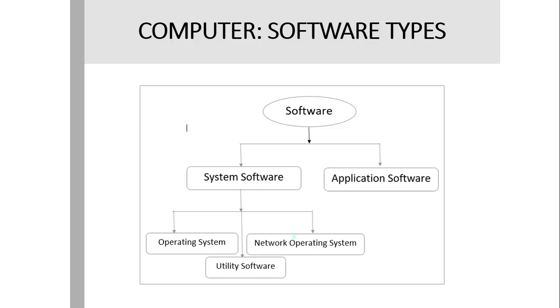So what are different types of softwares? Softwares are basically divided into two categories. One is system software, another is application software, as we also discussed this in the previous session, right? So system software is further divided into three parts: operating system, network operating system, and utility softwares.